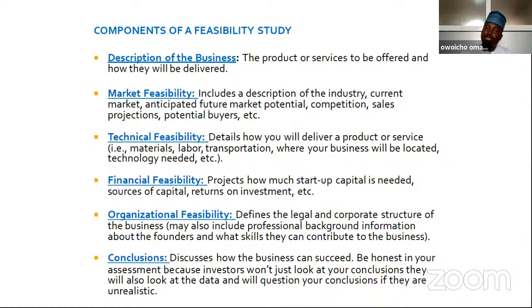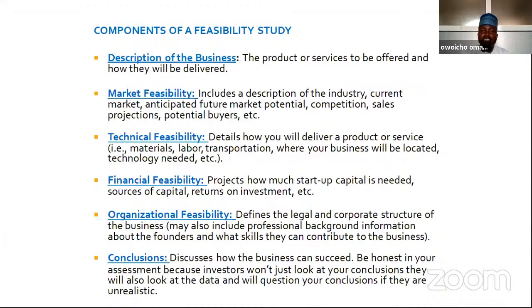The next one is your technical feasibility. Here we said you are talking about material, you're talking about technology essentially. What technology are you bringing? How do you intend to deliver this product? How do you intend to manufacture it? How do you intend to transport it? The technicalities is what you discuss in this area. Technicalities includes even location. Where are you going to locate this business so that people can access the business?